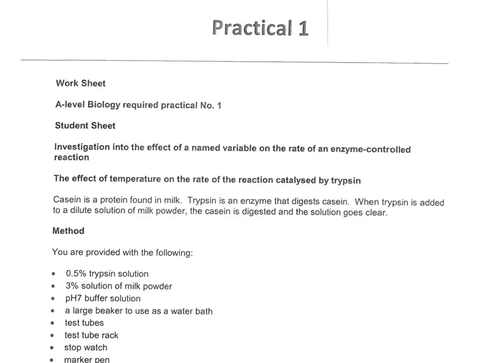So this feedback video is going to look at the first required practical, which was the effect of a named variable on the rate of an enzyme-controlled reaction. In this one, the named variable was temperature, so temperature was the independent variable, and we were measuring the rate of reaction. As you'll see later on, you do this by measuring the time taken for the cross to appear. To get a rate from that, you have to do 1 divided by time. So our dependent variable could be the time taken for the cross to appear, which we will then use to calculate the rate.